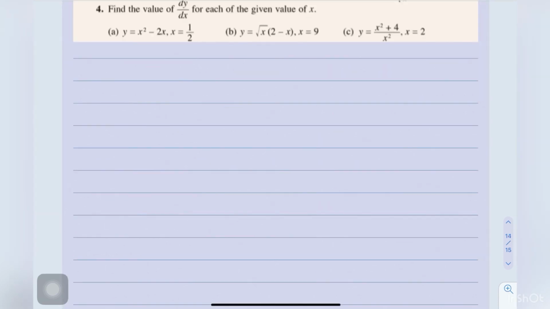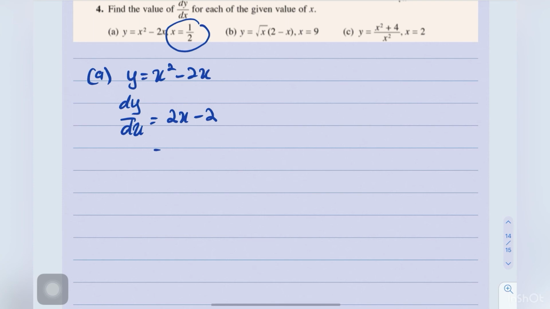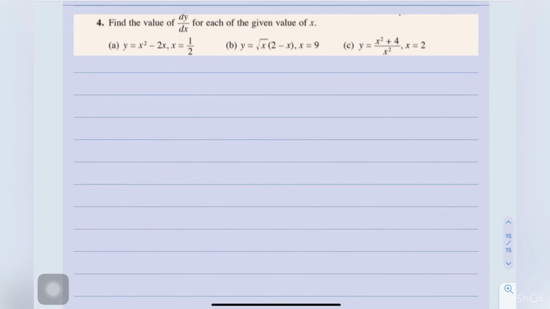Question 4a. Find the value of dy/dx. Find the value, meaning that you have to differentiate and substitute the given x. Here given y equals x squared minus 2x. Y in terms of x, you differentiate, we get dy/dx becomes 2x minus 2. Here given x equals 1/2, so you just substitute x equals 1/2 into the dy/dx. So then we get negative 1.